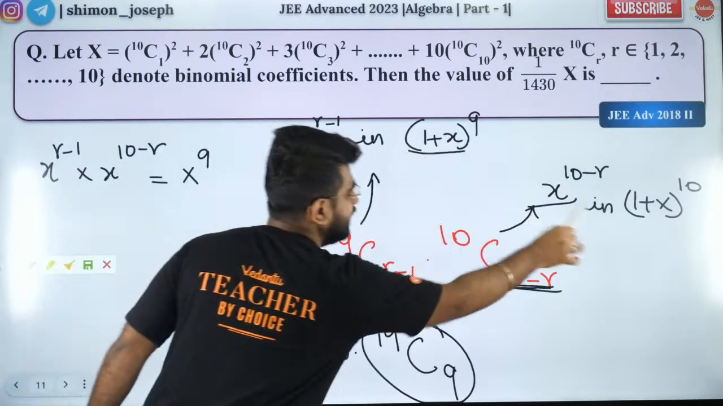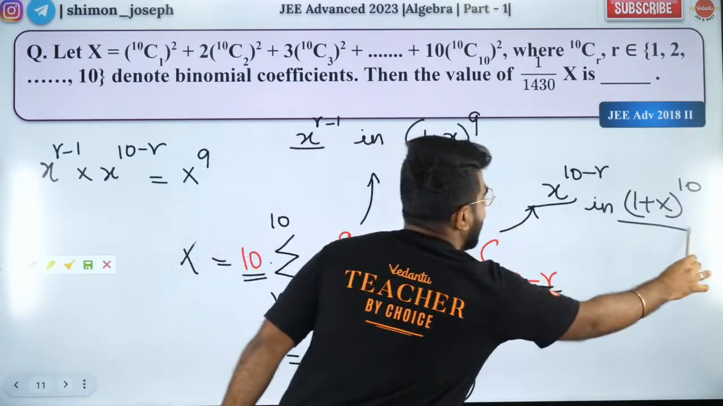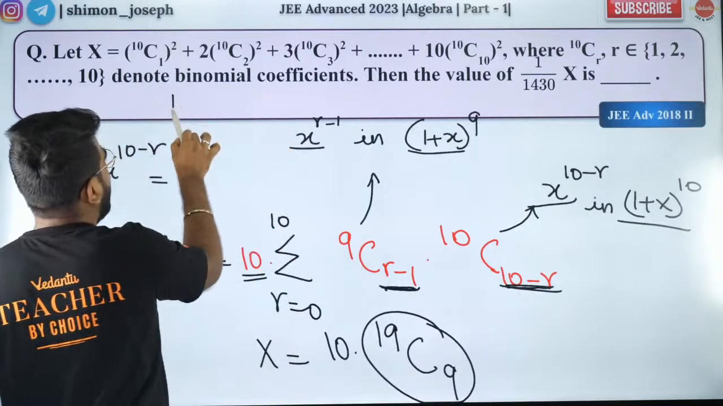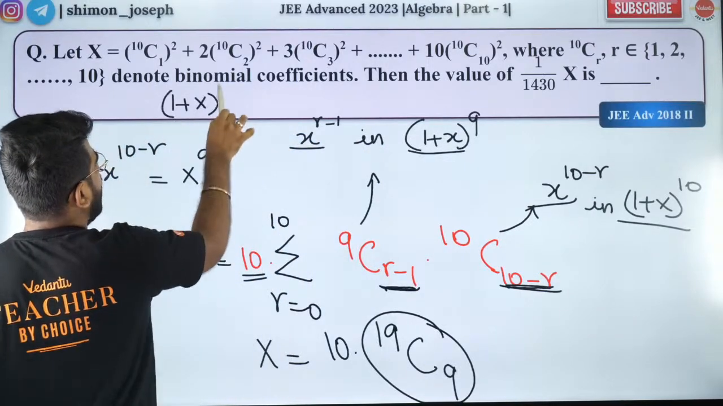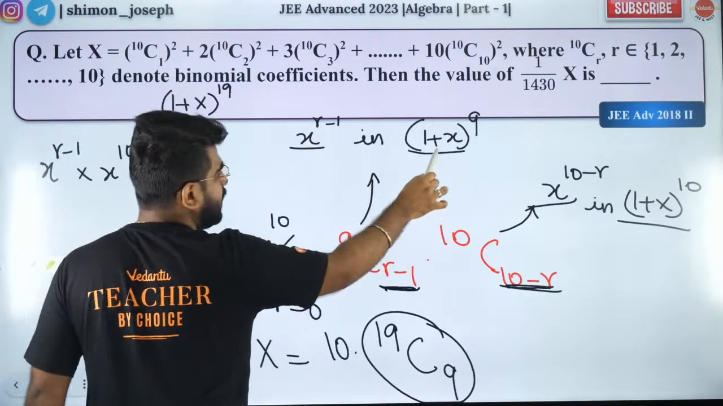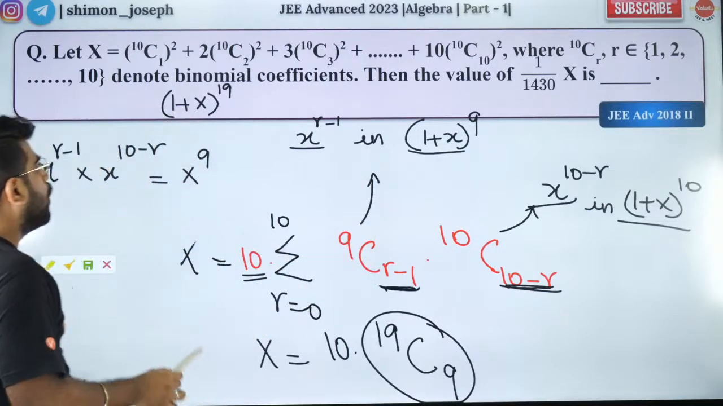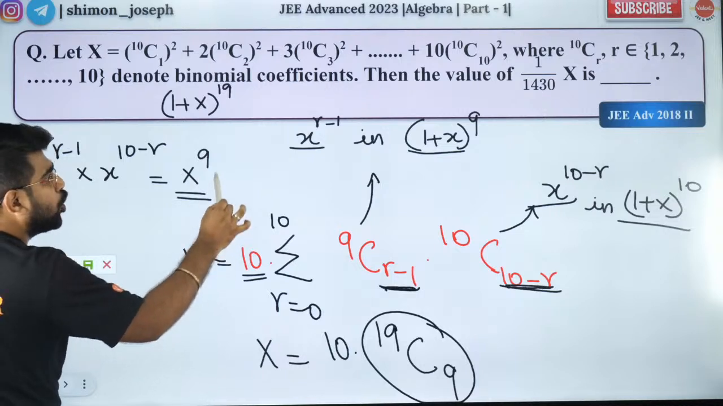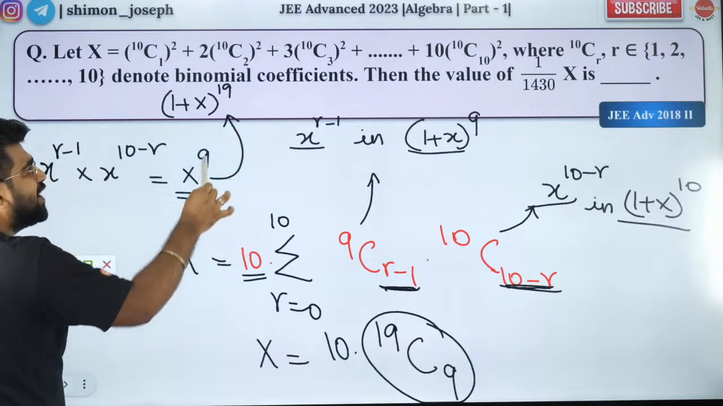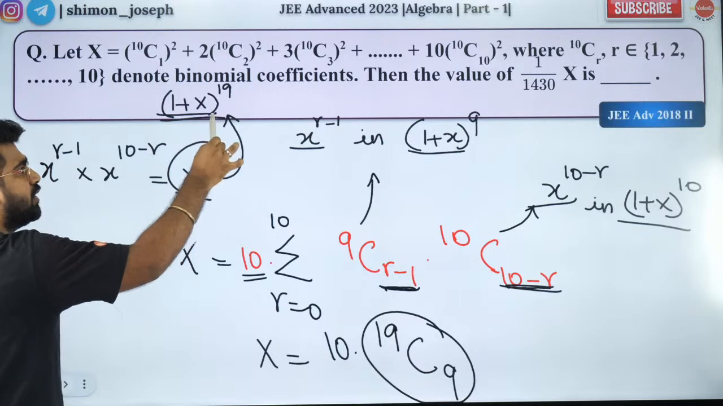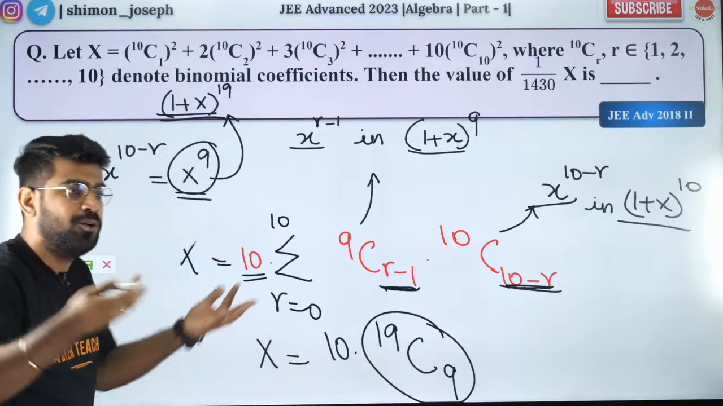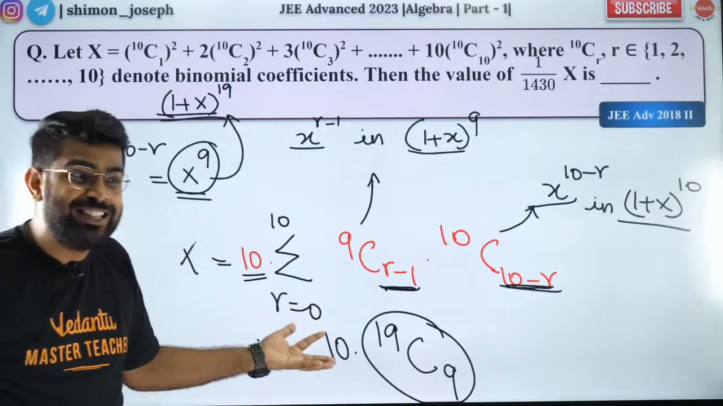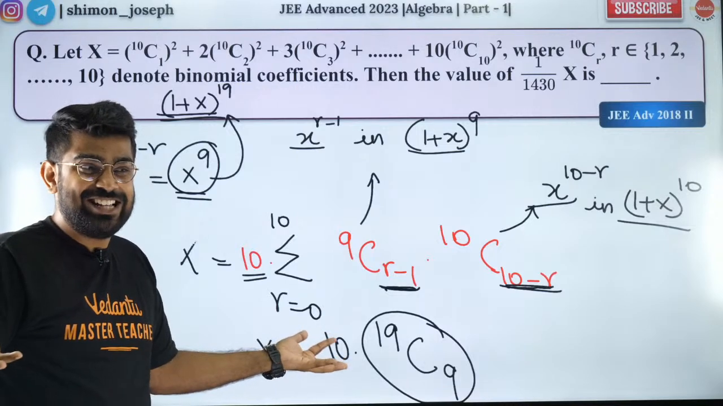And if I multiply these two, what will I get? (1 plus x) to the power 9 into (1 plus x) to the power 10 is (1 plus x) to the power 19 when I multiply those two. So together it is equivalent to finding the x to the power 9 coefficient in this. What is the x to the power 9 coefficient in this? 19C9. Legendary, right? Crazy, right?